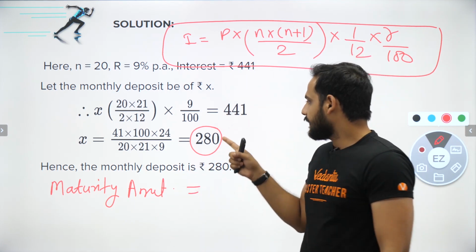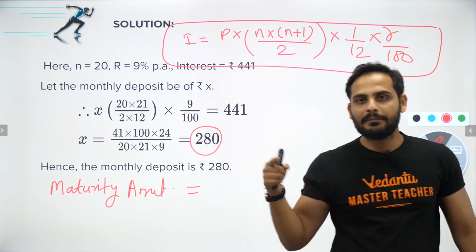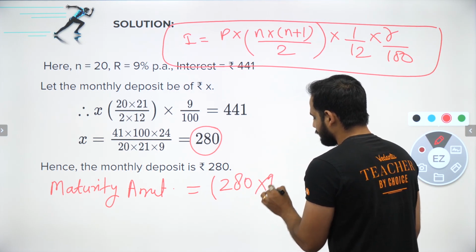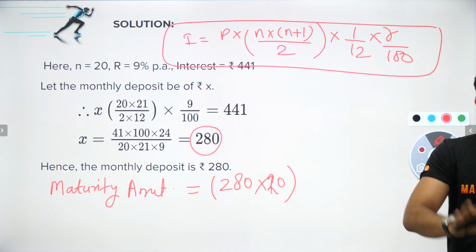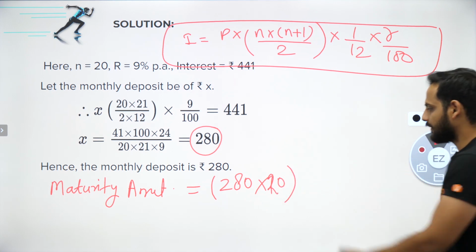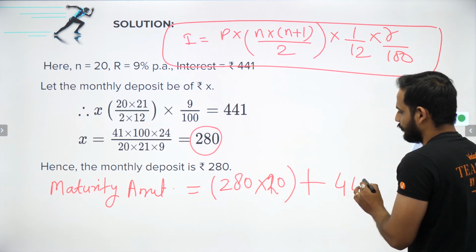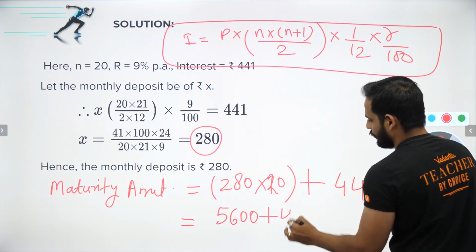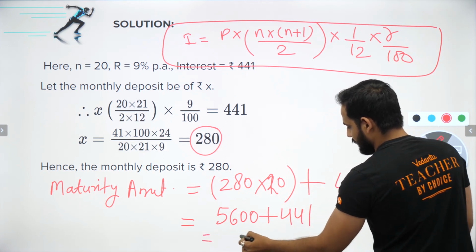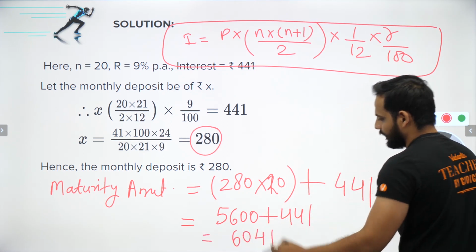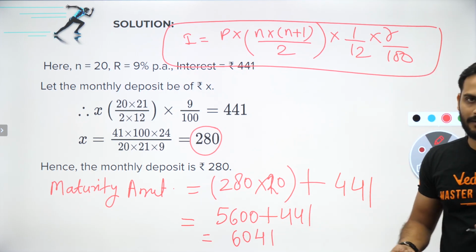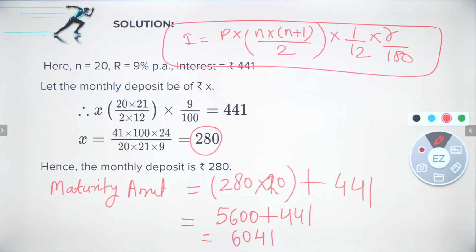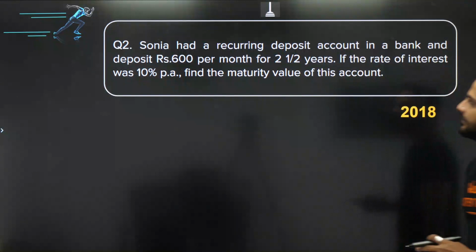Maturity amount will be, see, this 280 rupees she has been submitting for 20 months. So I will say, sir, this money is not going anywhere. 280 rupees for 20 months plus the interest which is given as 441. So 280 into 20 is 5600 plus 441. So you will be getting it as 6041. Understood? So this will be your maturity amount. Although it was not asked, I have solved this part for you as well. Let's move to the next question.